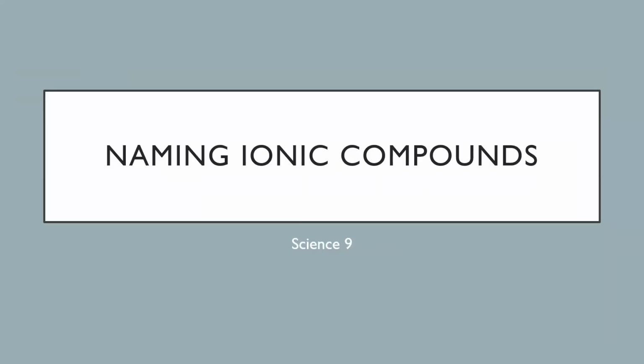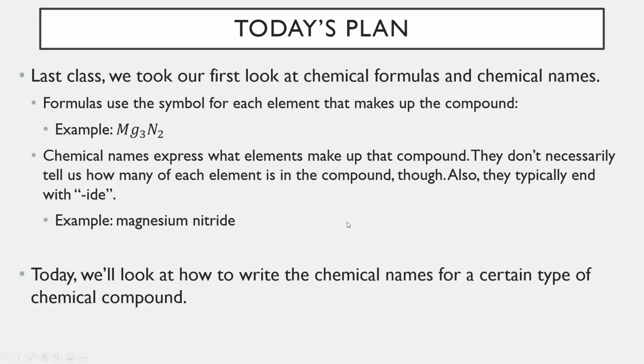Okay, so today's plan is going to be on naming ionic compounds. Now, we haven't talked about this word right here yet, ionic. We haven't talked about what an ionic compound is, but last class we were looking at certain types of compounds, namely how to name them, as well as how to find their formulas. We're just going to focus on naming today, and for a certain type of compound. Let's get started.